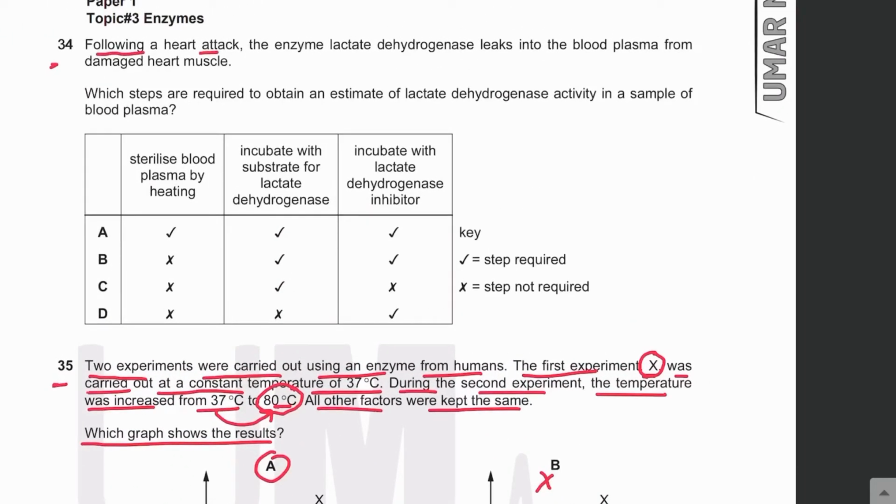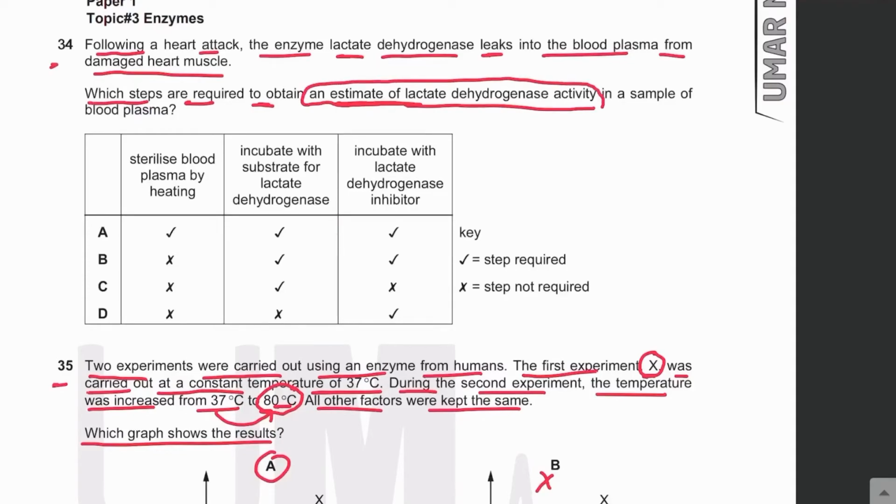Following a heart attack, the enzyme lactate dehydrogenase leaks into the blood plasma from the damaged heart muscles. Which steps are required to obtain the estimate of lactate dehydrogenase activity? So guys, we have to obtain an estimate of the lactate dehydrogenase activity, or we can say we have to find the rate of lactate dehydrogenase in a sample of the blood plasma, right? So which steps are basically required to obtain this estimate of lactate dehydrogenase activity?